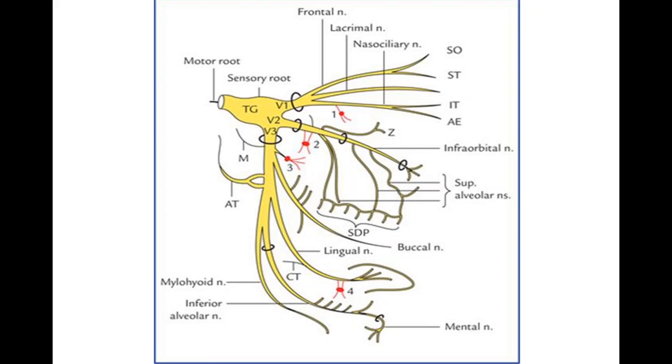Number one is the general sensory afferent, and then special visceral efferent. So these are the only two functional components, or type of innervation, associated with this trigeminal nerve.